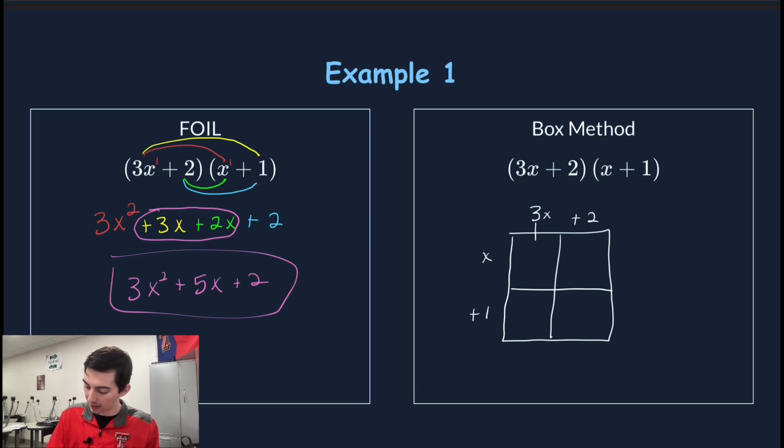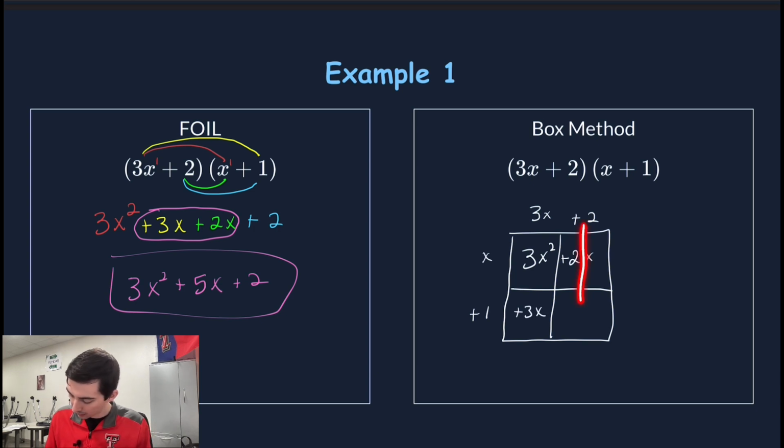So now I've got 3x times x, which we said will give us 3x squared. Then I have 2 times x to get plus 2x. Then 3x times 1 will give me plus 3x. And then 2 times 1 will give me plus 2. So we've multiplied to get in. Now we're going to add and subtract. We're going to combine our like terms to get out.